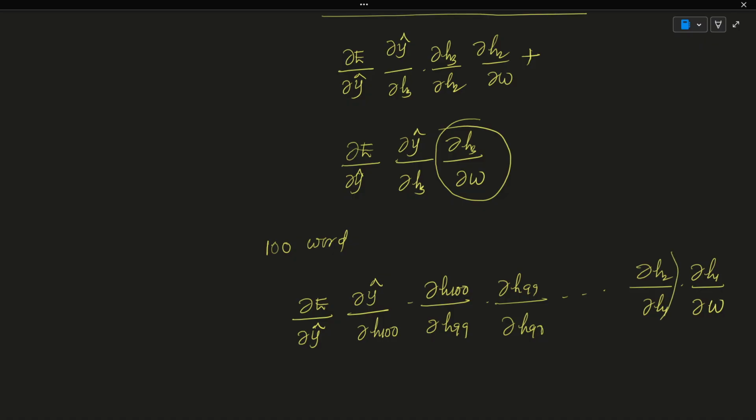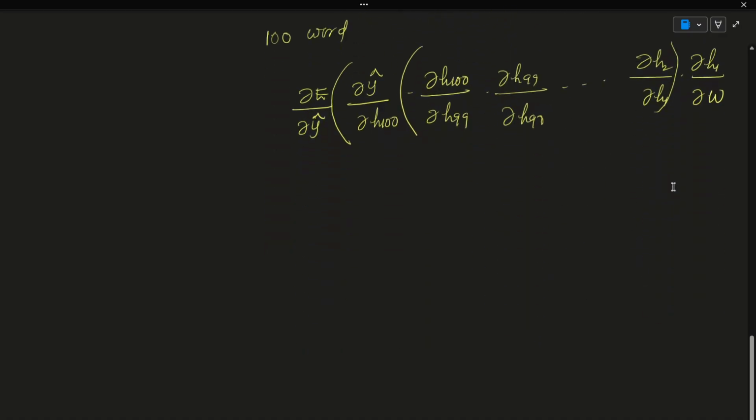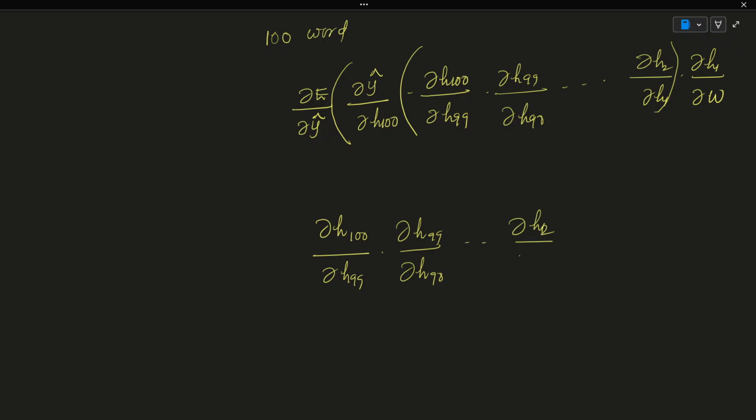So this term is a long multiplication. ∂H100/∂H99 into ∂H99/∂H98, and so on, down to ∂H2/∂H1, can be written as a product over T, let us say, from 100 to 1 or 1 to 100.